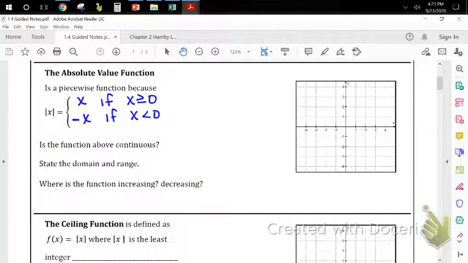However many equations we have, that's how many tables we're going to make. And so I have two equations here, so I'm going to make two tables. My first table is going to be for when f of x equals x. And then my second table is going to be for when f of x is equal to that negative x, the second equation.